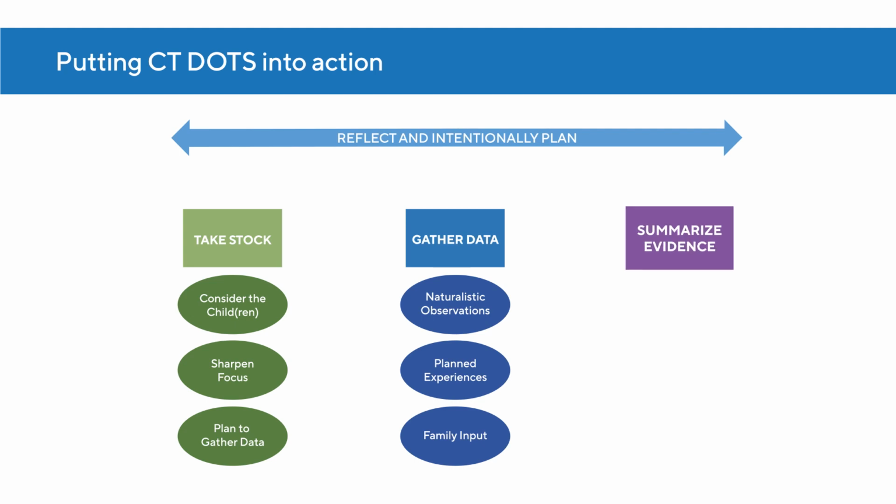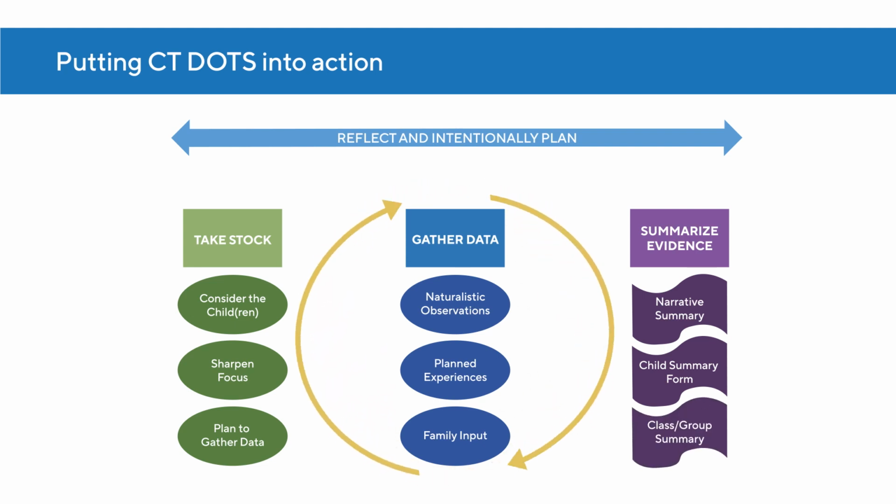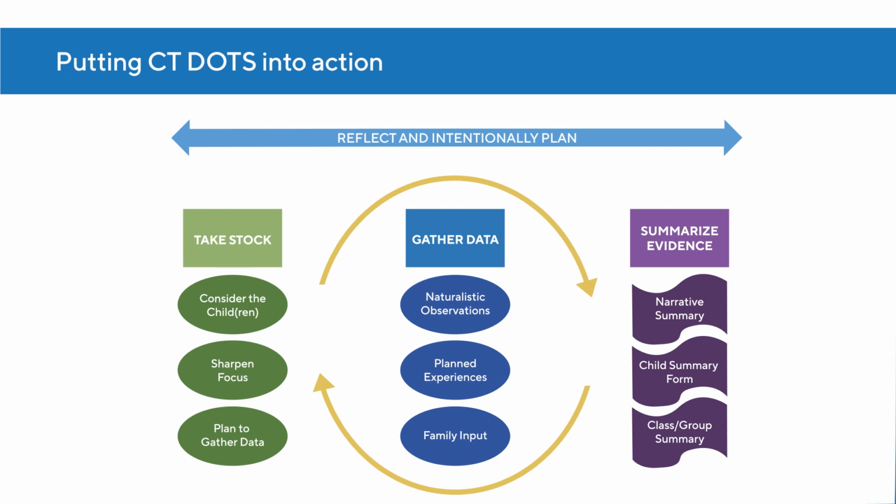Finally, summarize the evidence. At this stage, you reflect on all of the data collected and summarize what this evidence is showing you. During this step, you will determine the age band that is most closely aligned with the data you've gathered and decide if the skills you documented reflect emerging or consistent skills. You can create narrative summaries or complete child summary forms for each child, and you can build class group summaries that help you to reflect on the skills across a group of children.